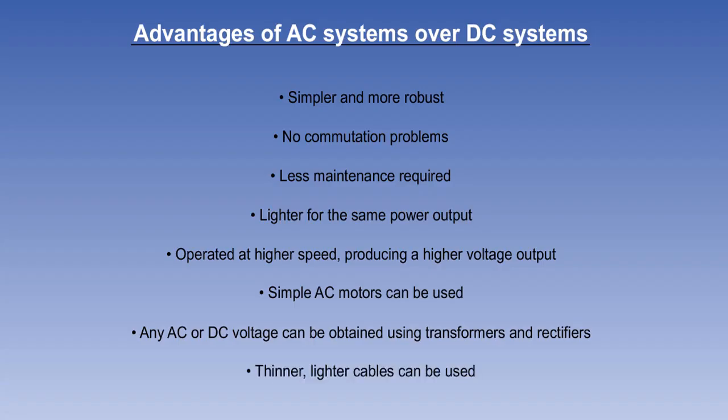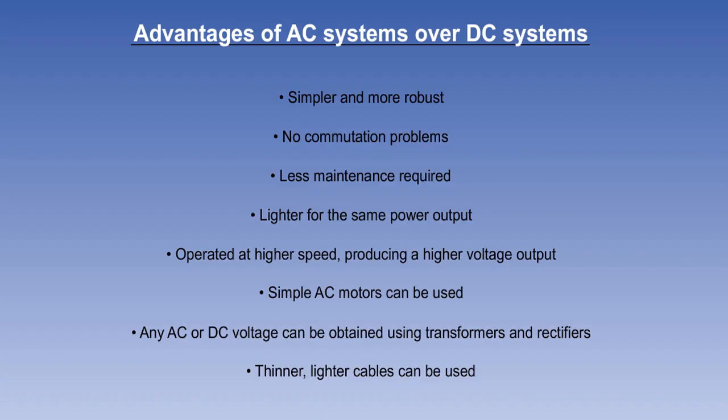AC generators operate at much higher voltages than DC machines, so for the same amount of power, the current required is proportionally less. This means that considerably thinner and lighter cables can be used than is possible in DC systems. Spend a moment studying the list on the screen before moving on.